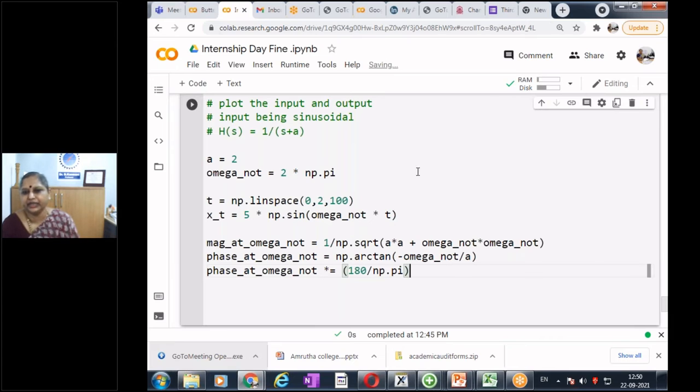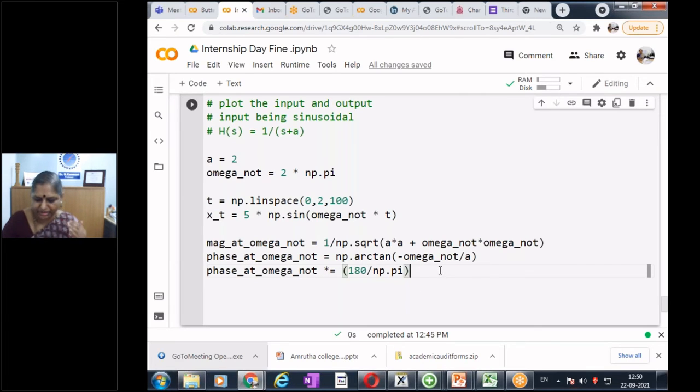Are you clear? Any doubt in any of the lines that we are trying to do? So now we have an input signal x of t, and the transfer function h of s. We are computing the value of h of omega at omega naught. My input is sine omega naught t. So the magnitude at omega naught is the square root of a square plus omega naught square. What is the phase angle? Tan inverse of minus omega naught by a.